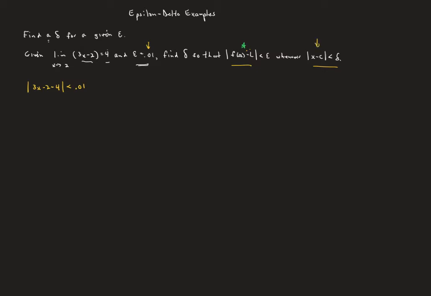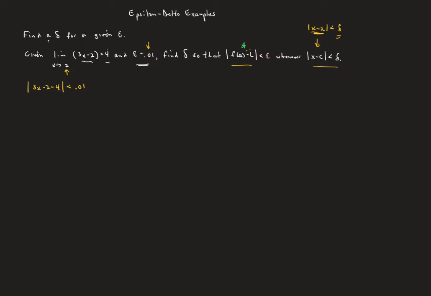Now, our goal is to get to here. So what we want to do is get to x minus c. So just so we remember where we're going, c in this particular example is 2, which means what we want to get to is just the x minus 2 in absolute value. If we can isolate that x minus 2 inside the absolute value, whatever's on the other side is going to be our delta.